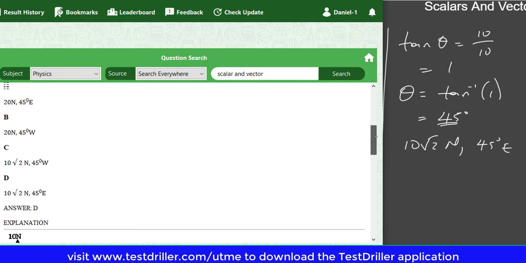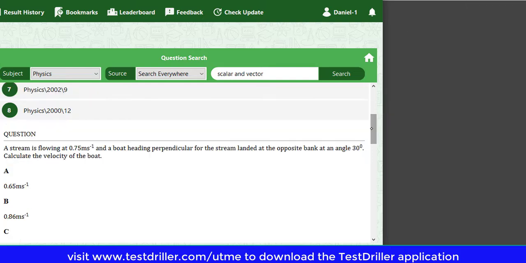So let's look at another question. Let's take a look at question number 12 from the year 2000. The question goes as follows: a stream is flowing at 0.75 meter per second, and a boat heading perpendicular to the stream landed at the opposite bank at an angle of 30 degrees. Calculate the velocity of the boat.